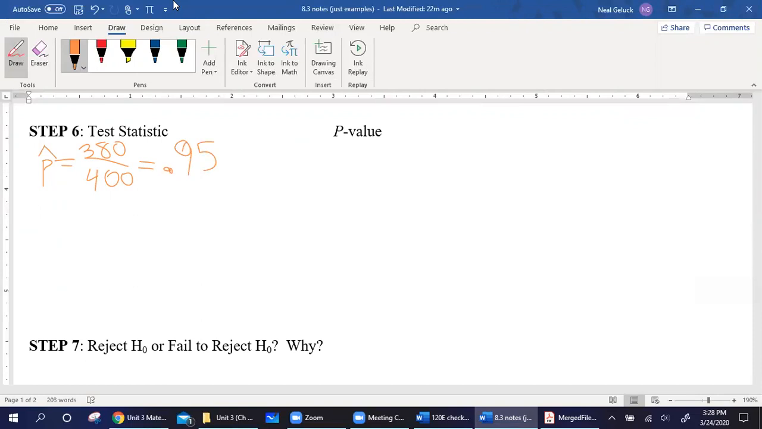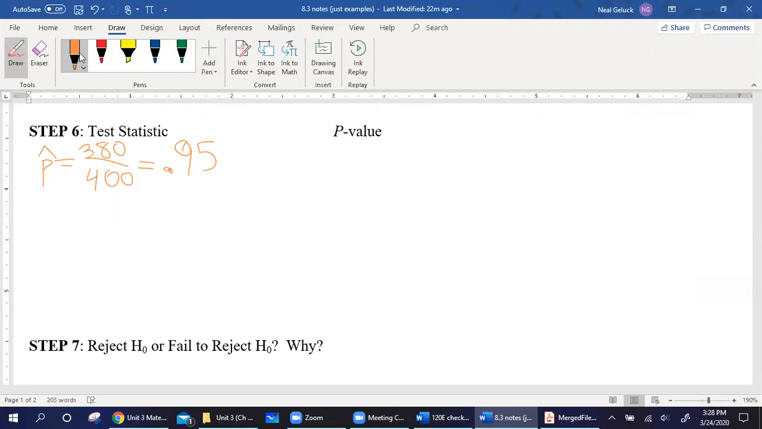So again, here's our overarching question. We're wanting to know, is it true that 93% of computers have antivirus programs? Our sample had 95%. Is that so far away from 93 that we can discredit 93? We can reject it. Or is it close enough where we go, we can't really do much?